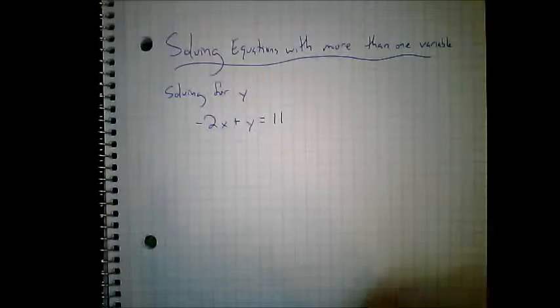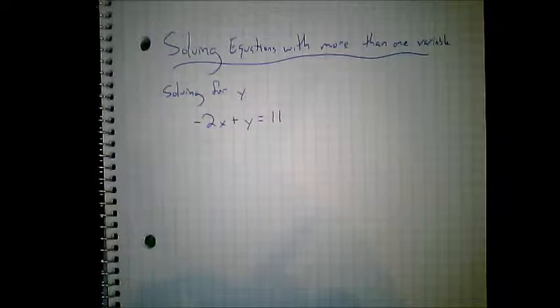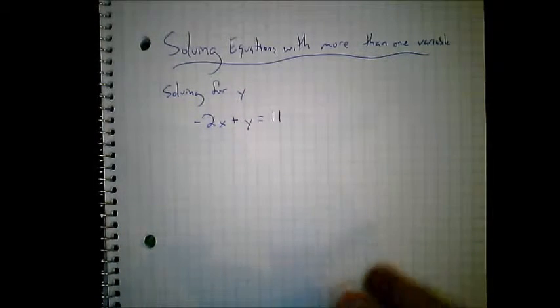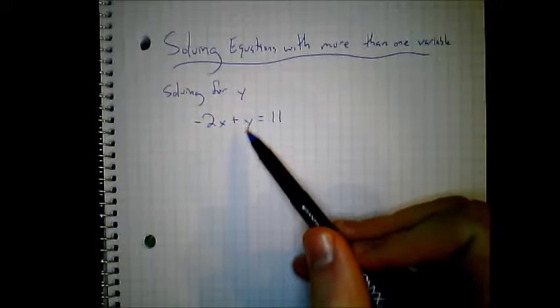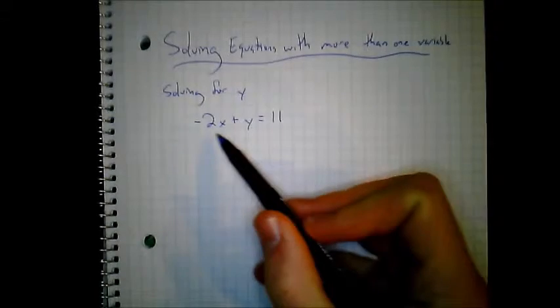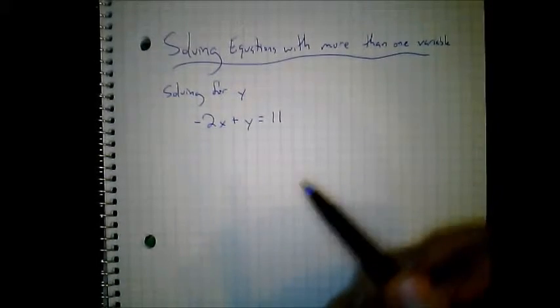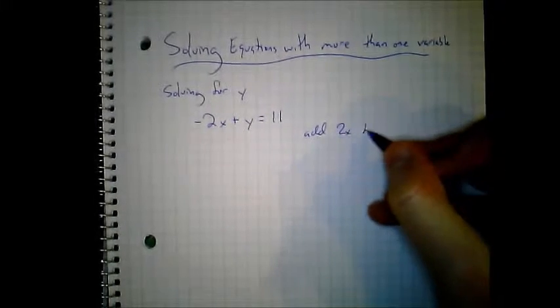The good thing is solving for y, or for any variable, uses the same techniques as when we're solving our normal equations. So we look at it: we have negative 2x with our y, and that equals 11. How do we get rid of the negative 2x that is with our y? Well, we just add 2x to both sides.